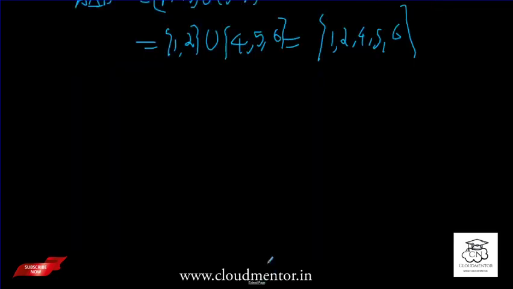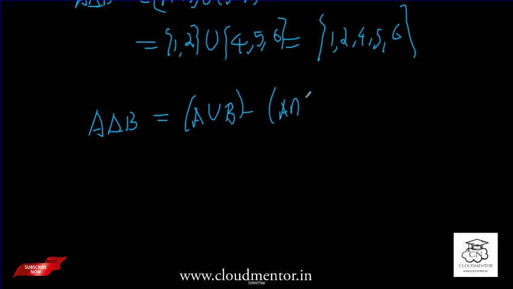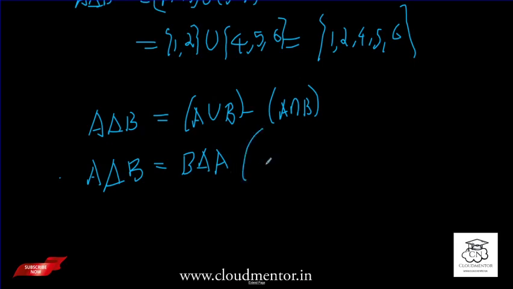And here we must note that the symmetric difference can also be written as: the symmetric difference of A and B will be equal to A union B minus A intersection B. From the Venn diagram we can easily find that. And another thing to be noted here is that A symmetric difference B will be equal to B symmetric difference A. That is, symmetric difference is commutative. Okay.